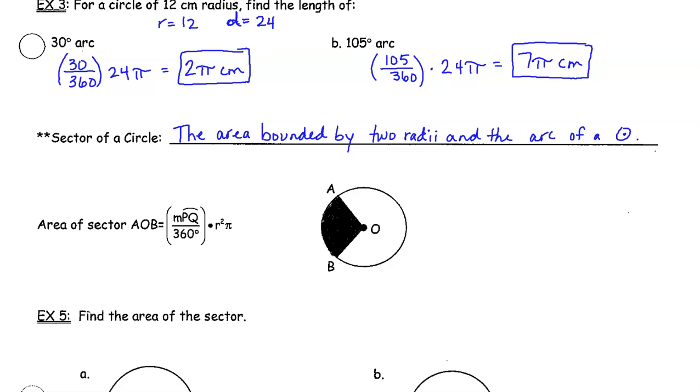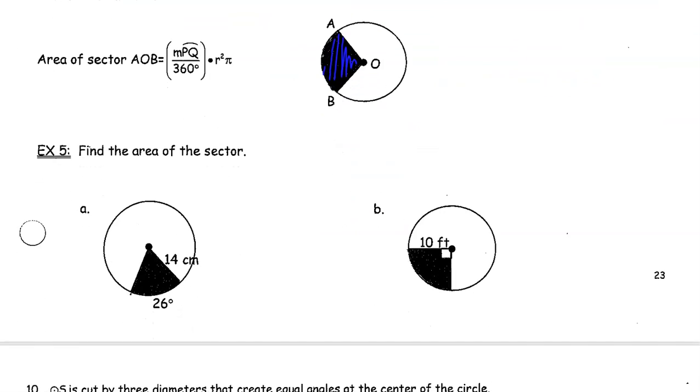So looking at this diagram here, you can see OA and OB are radii of the circle. We've got arc AB. So if we think of this whole section here, that's our sector. To find the area of a sector is very similar to the length of an arc, right? We want a fractional piece of the area. So we take the measure of the arc over 360 times r squared pi. So we multiply times the area.